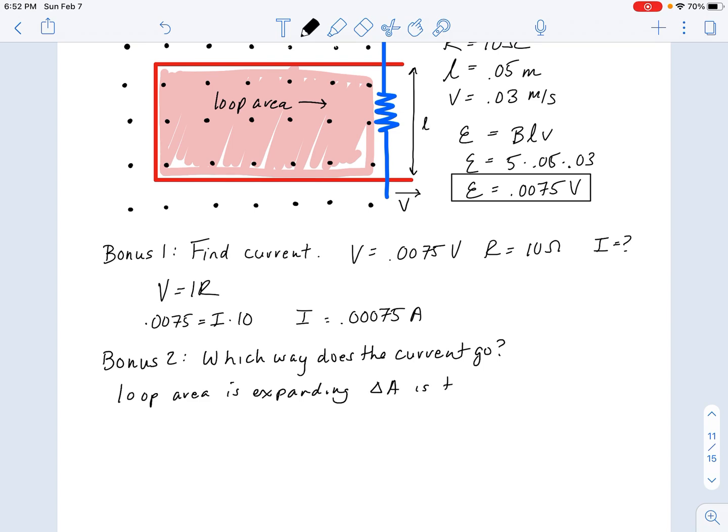in other words, if delta A is positive, then the flux is increasing. Because remember, flux is B times change in area. And, you know, if you increase the magnetic field or increase the area, you're going to increase the flux. The big new idea here is that an induced magnetic field is created and it opposes the change in flux.